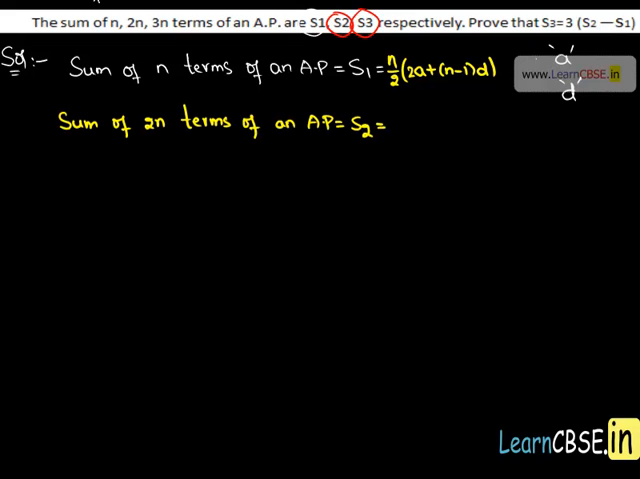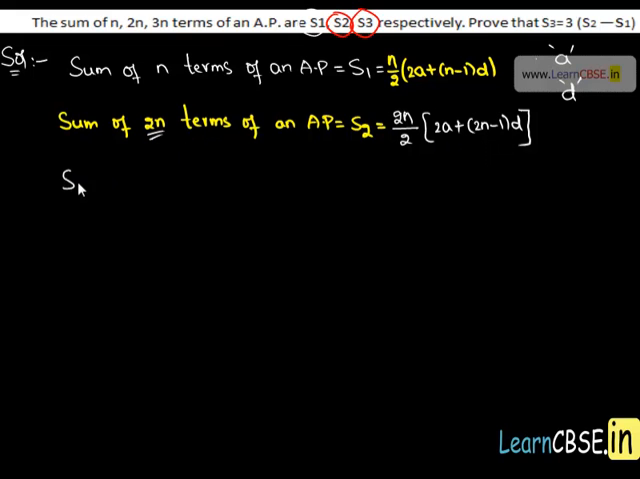To get the value of S2, in place of n, we substitute 2n so that we get the sum of 2n terms, that is 2n upon 2 times 2a plus 2n minus 1 times d. It is because we have to find out the sum of 2n terms.